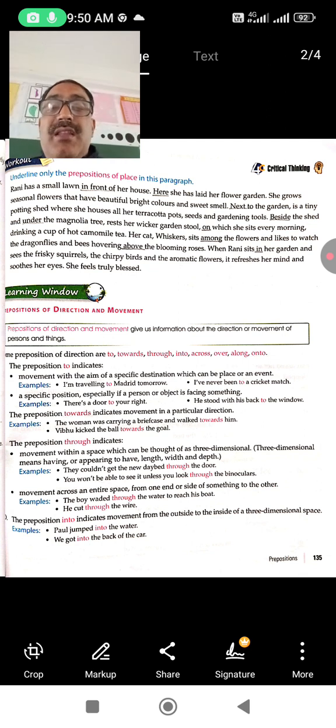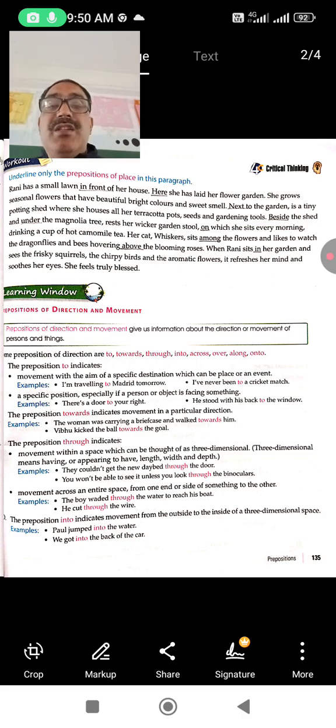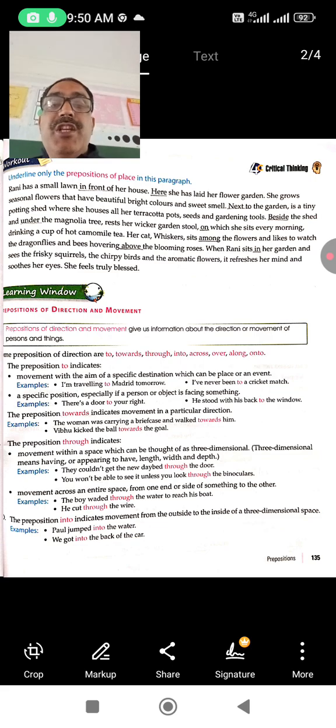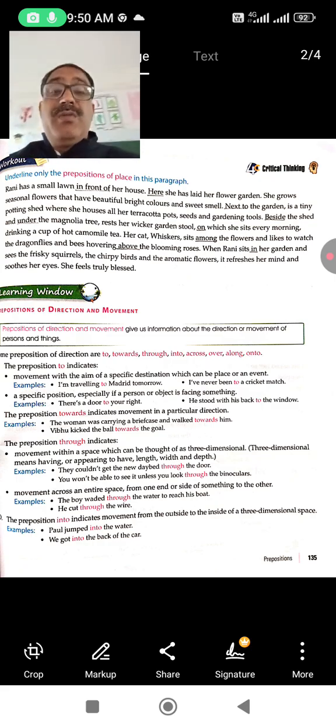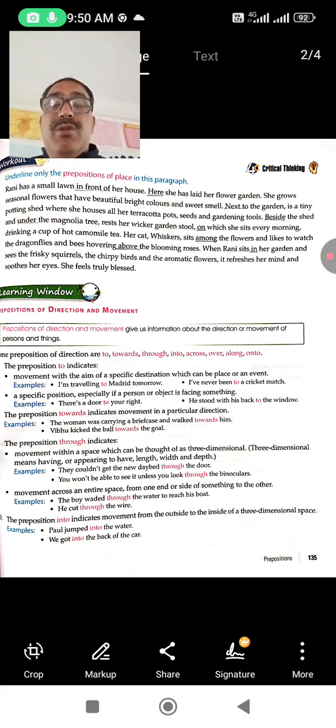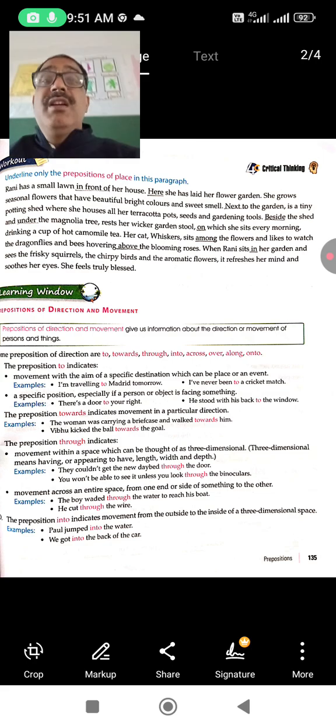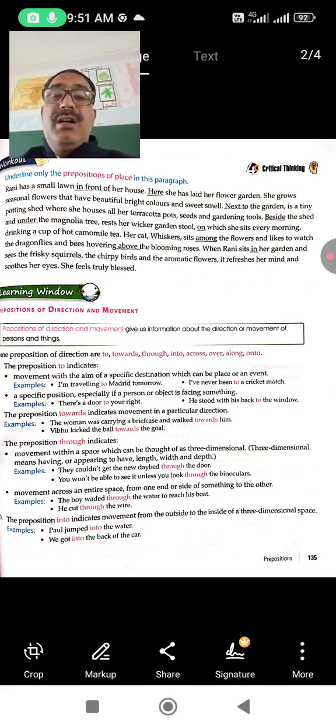Example, there is a door to your right. He stood with his back to the window. The preposition towards indicates movement in a particular direction. Example, the woman was carrying a briefcase and walked towards him. Here towards is used. Bibhu kicked the ball towards the goal. Here towards is used.